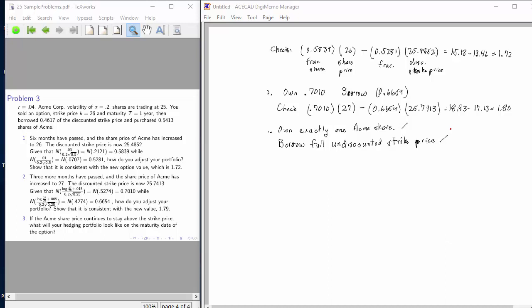Of course, if the option ends up not in the money, my portfolio is going to evolve quite differently. I'm going to start selling off my fractional shares of Acme. I'm going to use the proceeds from that to pay off the bank loan, and on the maturity date, I will own no Acme shares and I will owe nothing to the bank. So in either case, I come out breaking even.